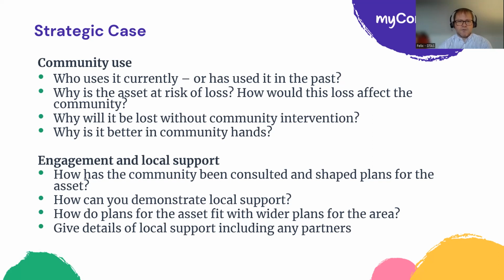So going back to your engagement and local support, can you demonstrate local support? I think the crucial element here is showing how any engagement or consultation work, or work you've done with volunteers, has fed into your plan. How has that fed through the ideas that people have come up with, the engagement you've done to gather feedback? How has that fed back into your proposals? How have you taken that on board and brought that into whatever it is you're doing with the building? Also give details of local support, including your partners. So who are you working with? If you're working with the local authority or other partners within the third sector, just make sure you outline that as well.